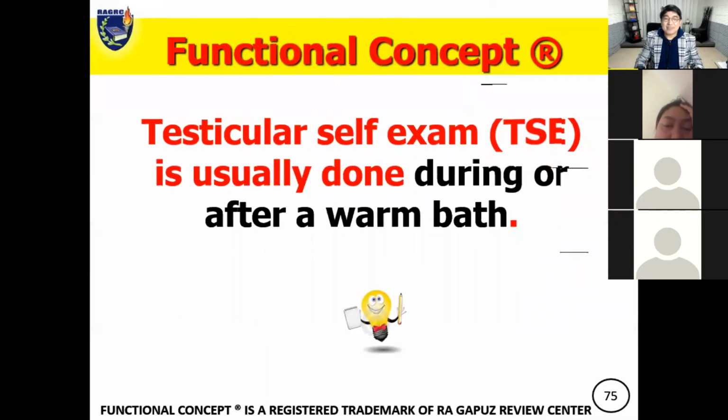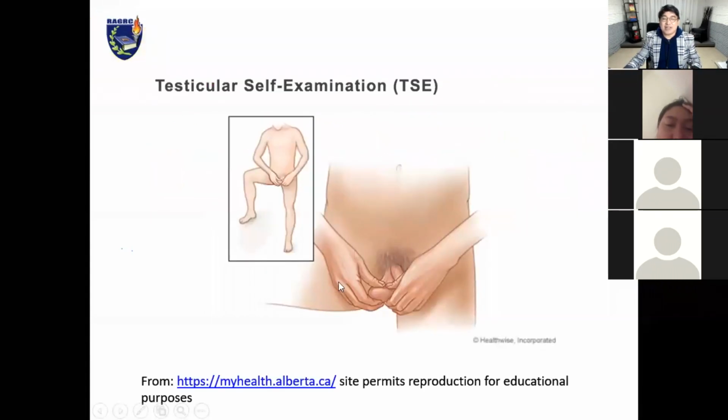Okay. So testicular self-exam is usually done either during or after a warm bath so that the testicles will sag. And this is how it's done. Instruct the client to stand up. Raise one leg like this. And then using the thumb and the other fingers, palpate from one area and then proceed to the next.